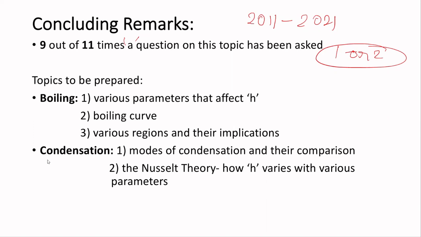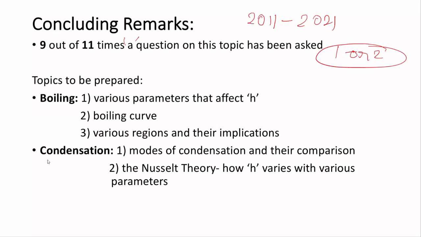In condensation, you need to understand 2 things: the modes of condensation and their comparison. From the surface perspective, there is dropwise and filmwise. Then we had direct, and then we had homogeneous. In homogeneous, we were forming a fog. In direct, either vapors were purged into liquid, or a liquid was sprayed into the chamber of vapors, and then condensation was occurring. So you need to know all 4 modes of condensation and their comparison.